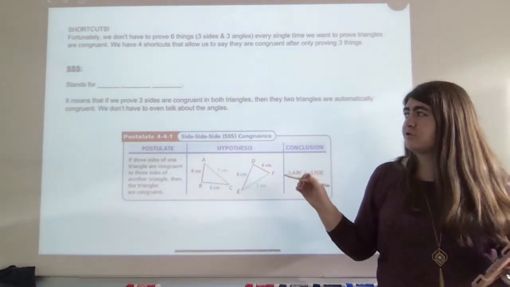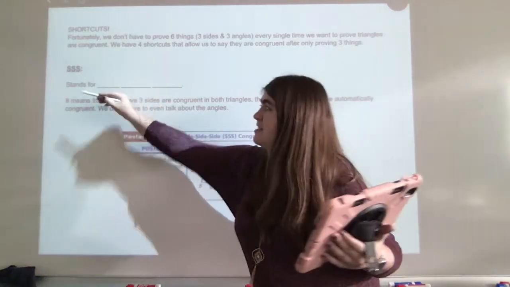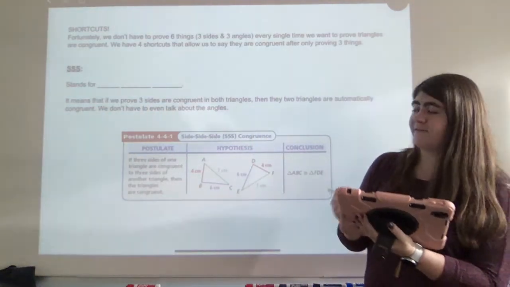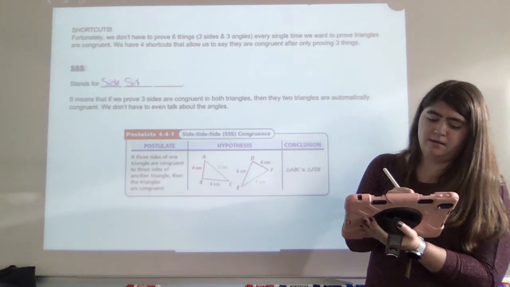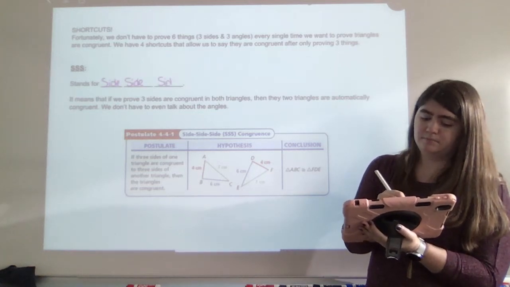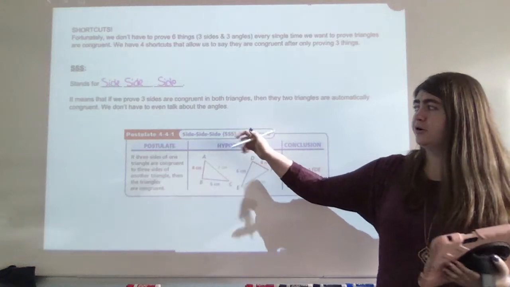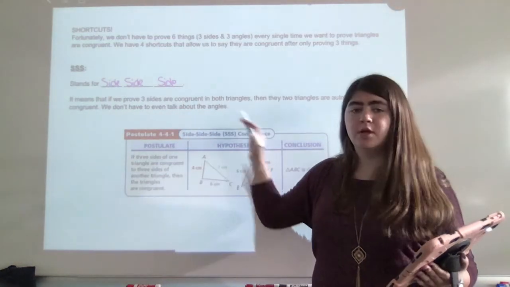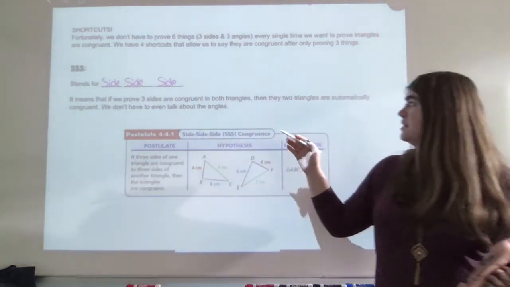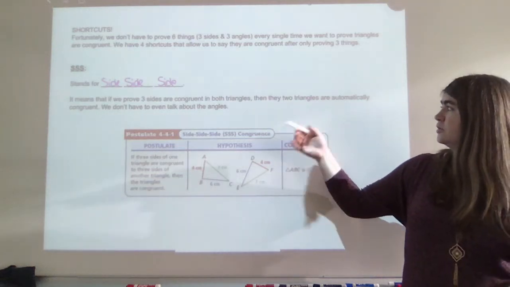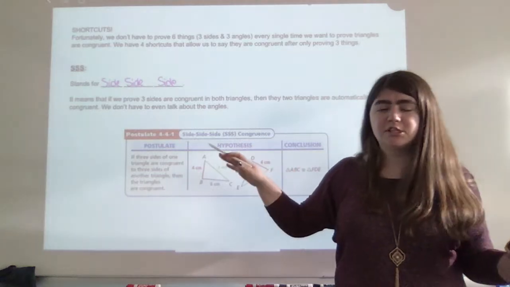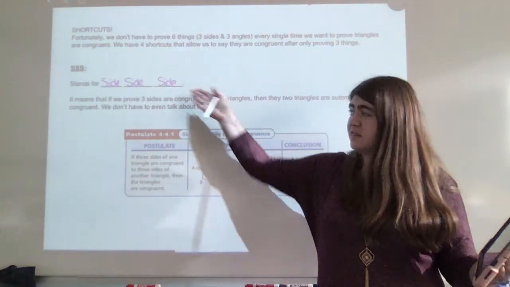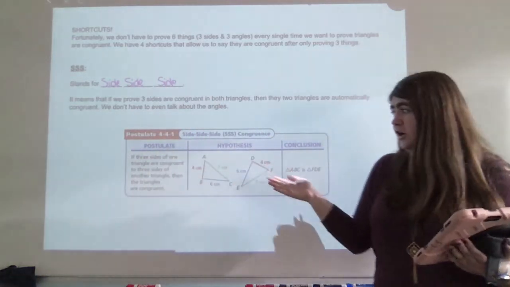So our first shortcut is SSS, and that stands for side, side, side. It means that if we prove 3 sides are congruent in both triangles, then those 2 triangles are automatically congruent.